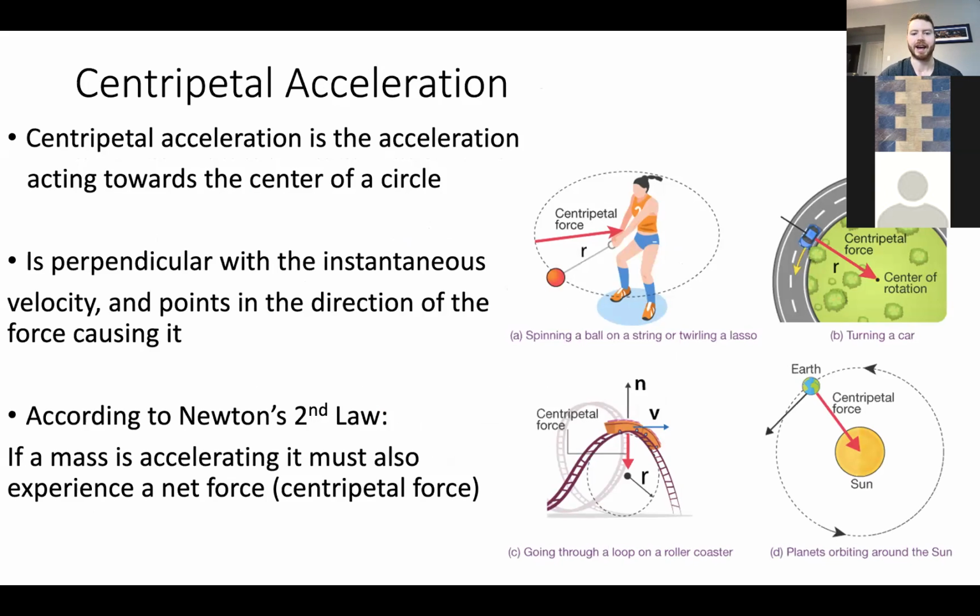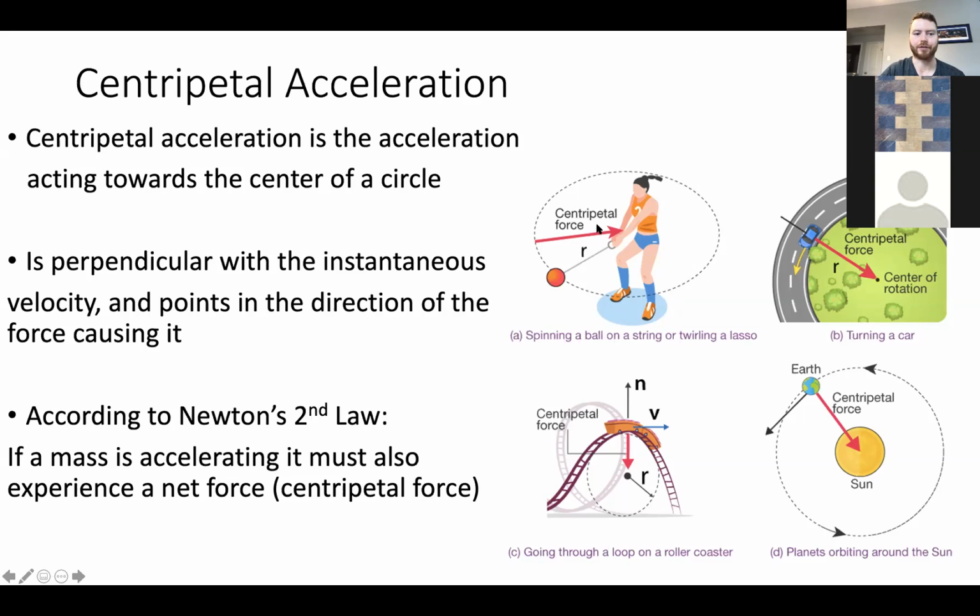So if we look at the example of this person swinging around a shot put, not too sure what that is. I know shot put, hold up like this. Anyways, so this athlete here is spinning the ball on a string.